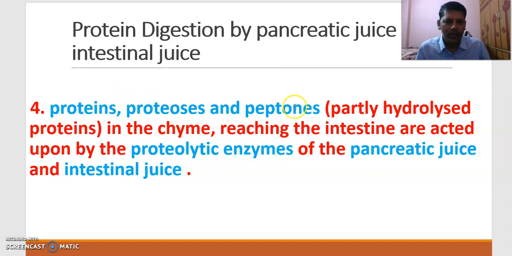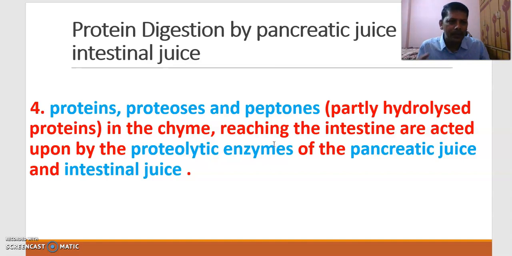Proteoses and peptones are partly hydrolyzed proteins. You have already learned in the digestion of proteins in the stomach that proteoses and peptones are formed when pepsin acts on the proteins. These partly hydrolyzed proteins are present in the chyme. The proteins, proteoses, and peptones present in the chyme now reach the duodenum.